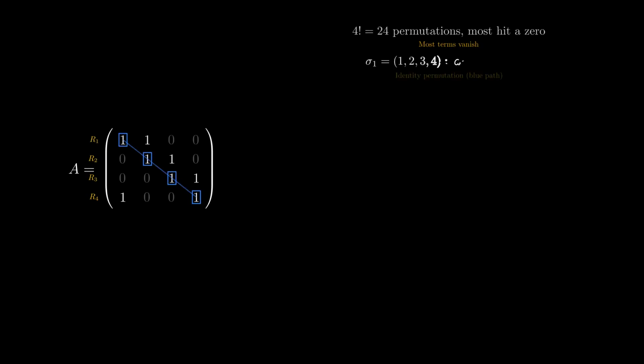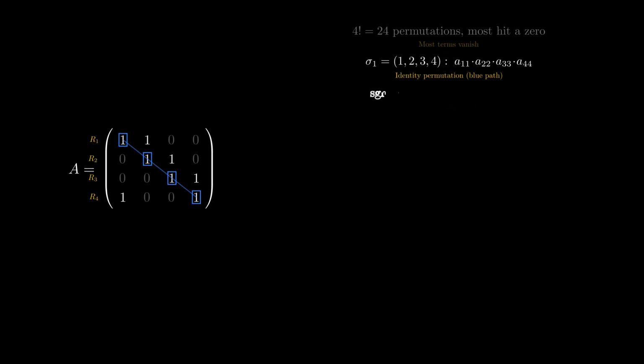Consider this 4x4 matrix. Row 1 is 1, 1, 0, 0. Row 2 is 0, 1, 1, 0. Row 3 is 0, 0, 1, 1. Row 4 is 1, 0, 0, 1. Out of 24 possible permutations, most hit a 0 entry and vanish. Only 2 paths survive. Path 1 picks columns 1, 2, 3, 4.